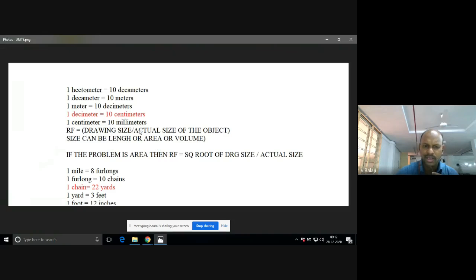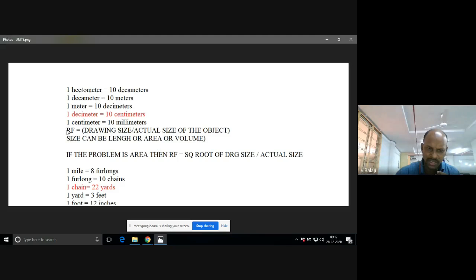Now, what is the drawing size to be drawn on the drawing sheet? Conveniently, I will take 1 kilometer equal to 10 centimeters. Can I take 10 centimeters to represent on the drawing sheet? Because 10 centimeters you can easily draw with the help of a mini drafter. I can assume 10, or 15, or 20, a suitable size. Now, what is the representative fraction? Drawing size by actual size. Do you understand what this RF is?